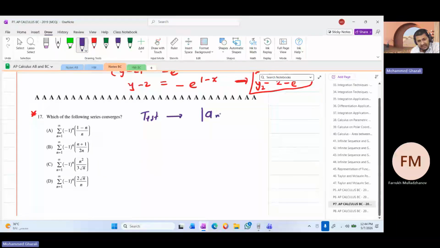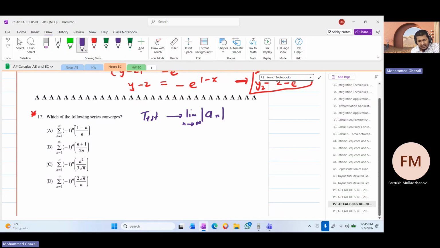What test are we going to do? Absolute an test, and limit as n approaches infinity. Are we good? Do we divide by an minus 1, or n plus 1? No. We're not doing a ratio test. We're just doing the infinite absolute test. Okay, so let's test the first series.